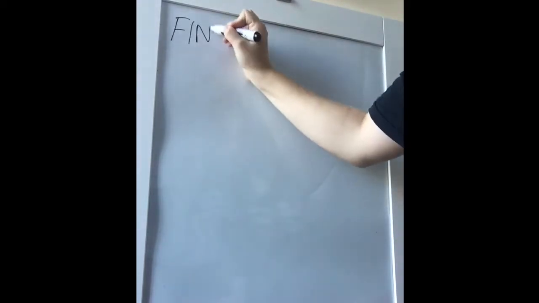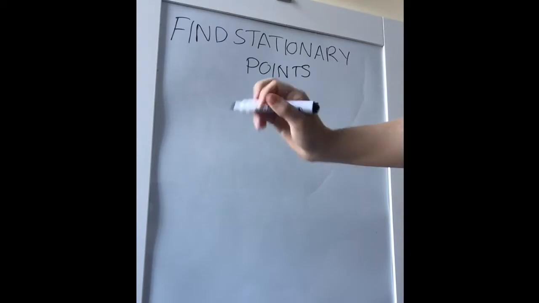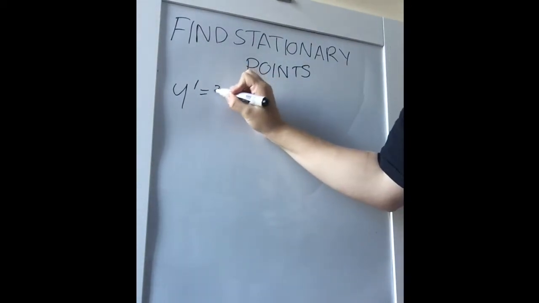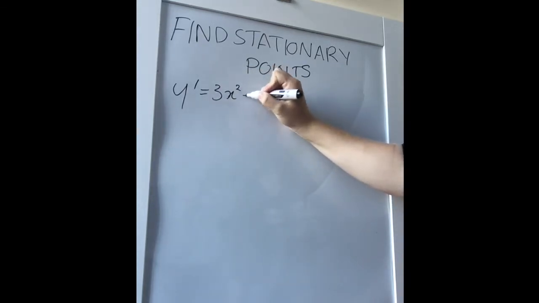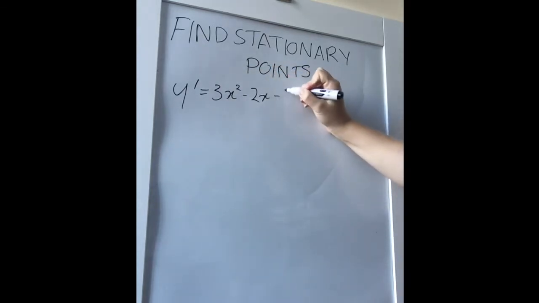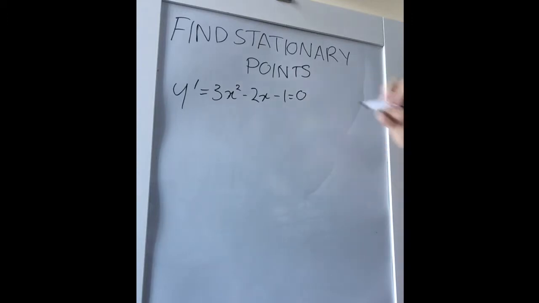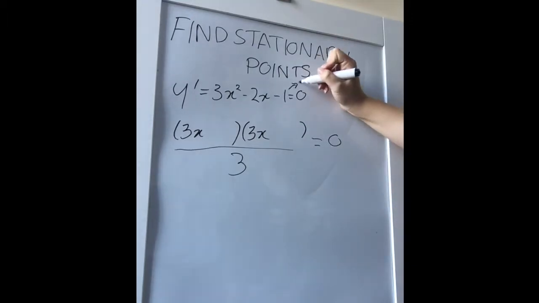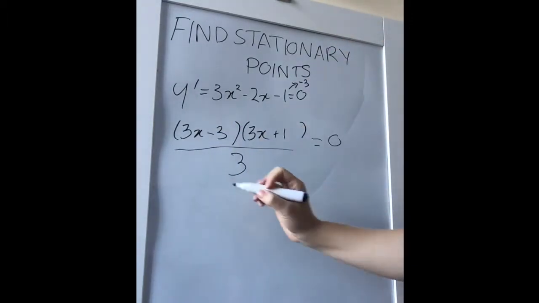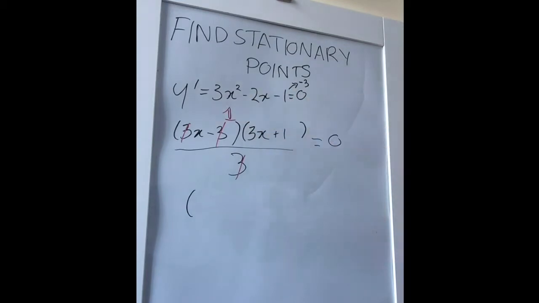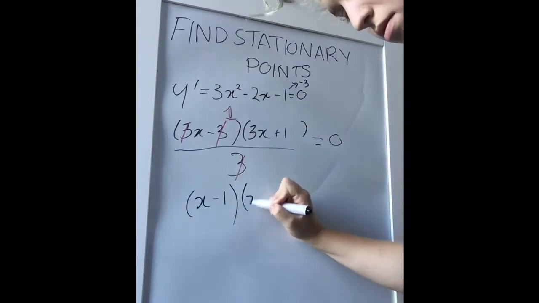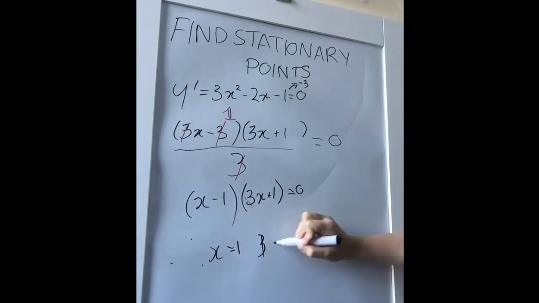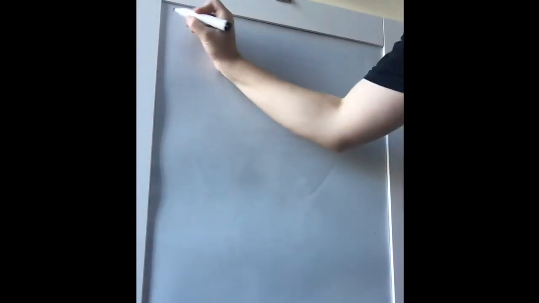And the next step is to find the stationary points. So you start with the first derivative, and you make it equal to 0. And then you solve for x. And these are the x coordinates of our two stationary points.